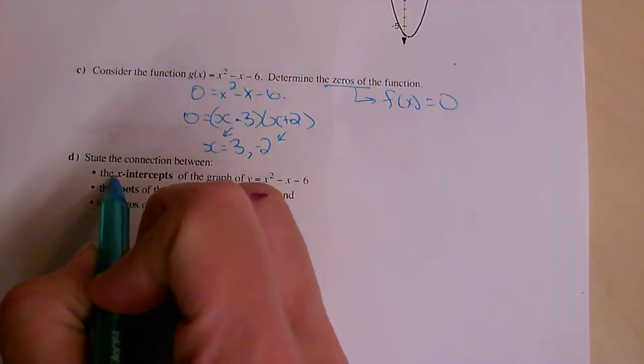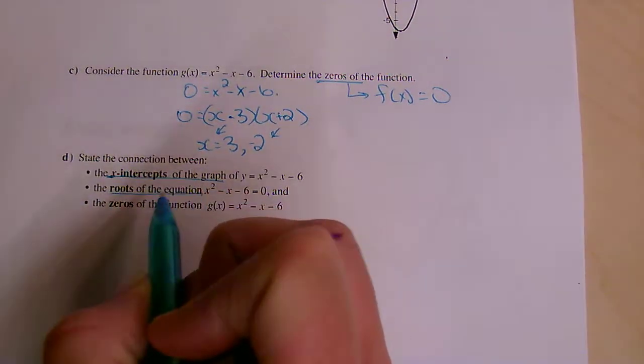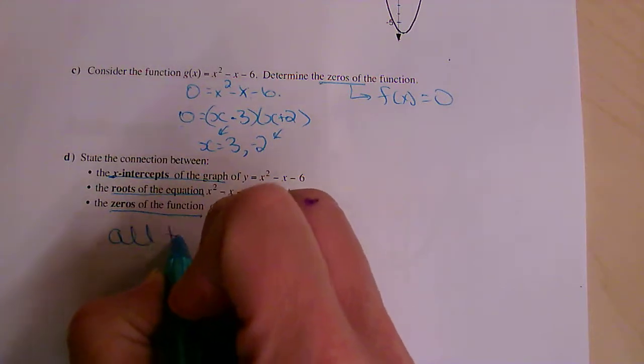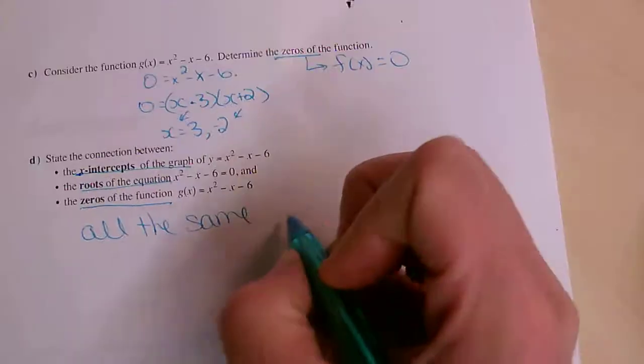So the connections between the x-intercepts of the graph, the roots of the equation, and the zeros of the function: they're all the same value. Or you could just say equal.